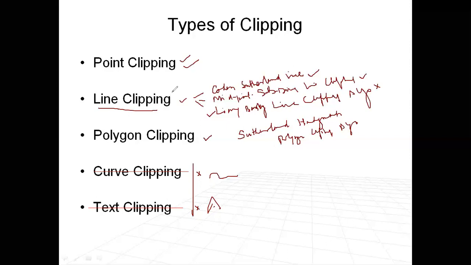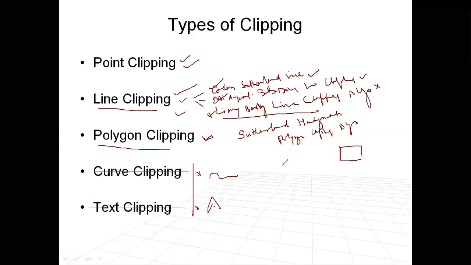We can clip the line using the Cohen Sutherland line clipping algorithm or the midpoint subdivision line clipping algorithm, but we will not go through the Liang Barsky because it is not in your course. Then we will follow polygon clipping. Polygon clipping is different from line clipping because the polygon is a closed object.